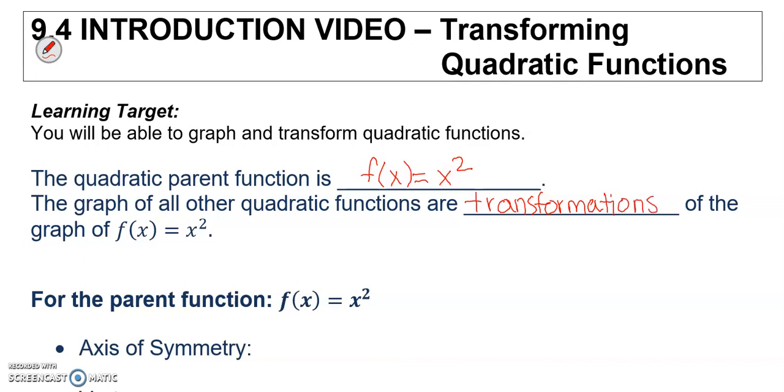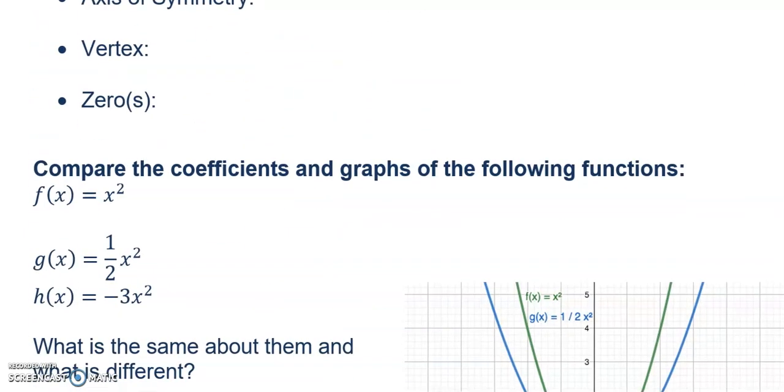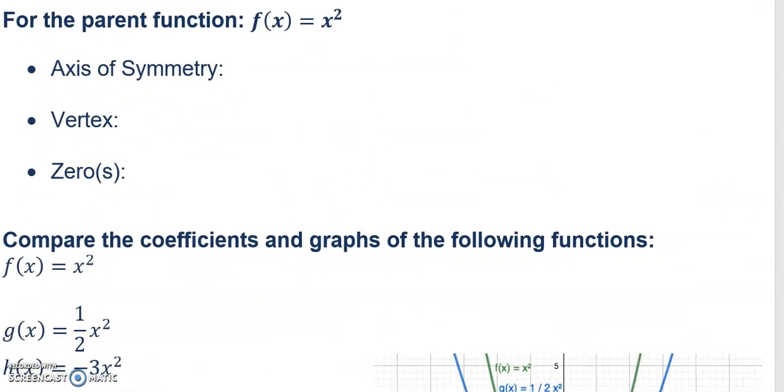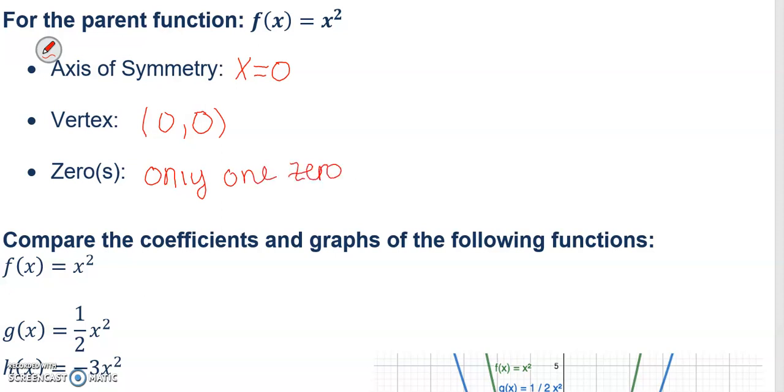So for the parent function, f of x equals x squared, our axis of symmetry is going to be x equals 0. Our vertex is going to be 0, 0, and our zeros, there's only one zero, and that is at 0.